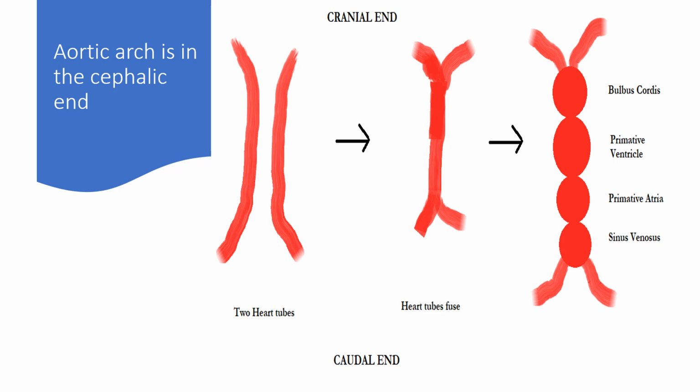As we continue to go, we end up forming a lot of different bulges in it. The top one here is the bulbus cordis, and it's going to seem like I made a mistake, but it's not. It actually is. The primitive ventricle is under that. Then under that you have the primitive atria and the sinus venosus underneath it. So veins are bringing blood back to the heart, arteries are going away from the heart.